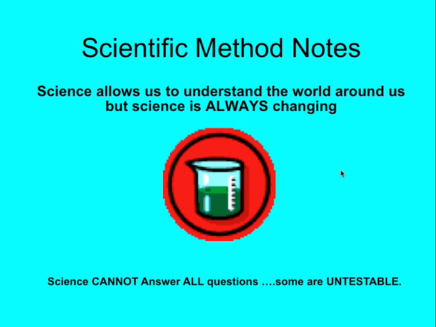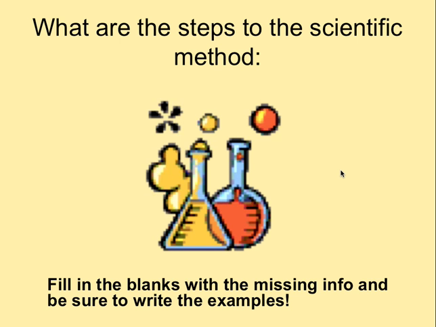Okay, and let's go through the scientific method. It says science allows us to understand the world around us, but science is always changing. That's an important idea. Science cannot answer all questions. Some are untestable. So instead of creating scientific facts, we create something called a scientific theory, which we'll talk about in a second.